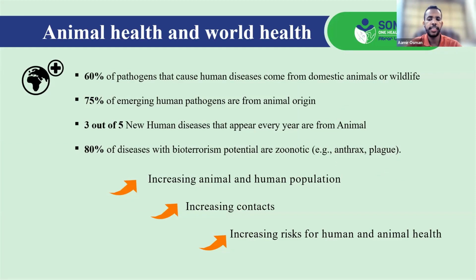Moreover, 80% of diseases of bioterrorism potential, such as anthrax and plague, are zoonotic, meaning that they can be transmitted between animals and humans. As both human and animal populations grow and their interaction increases, the risk of disease transmission also increases. This underscores the need for a One Health approach, where human, animal, and environmental health are addressed together to mitigate the global risk.